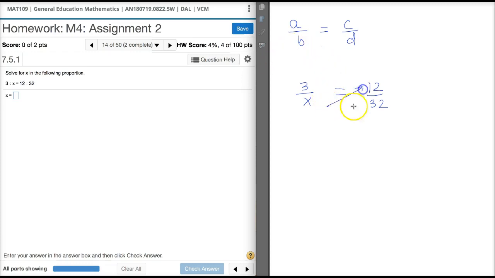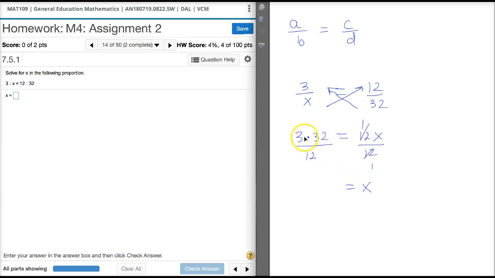Okay, so I'm going to cross multiply. And if we do that, I'm going to keep this simple. So I know that 32 times 3 is 96, but I'm just going to leave it as 3 times 32. And x times 12 is just 12 times x. Okay. And so here, once I'm at this point, I can divide both sides by 12 since I need to get x by itself. And I know that 12 divided by 12 is 1. And 1 times x is x.